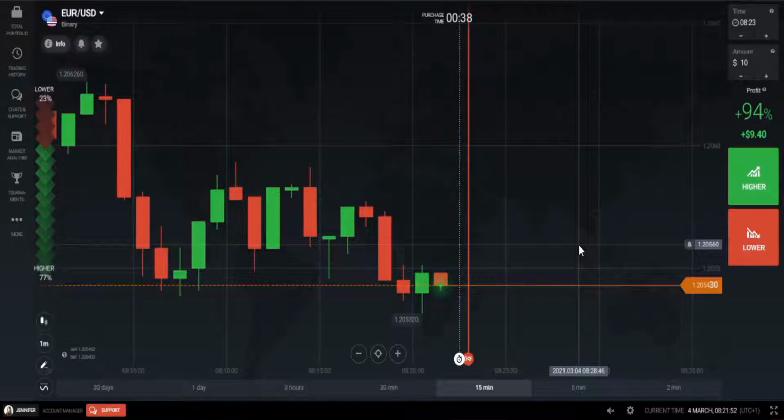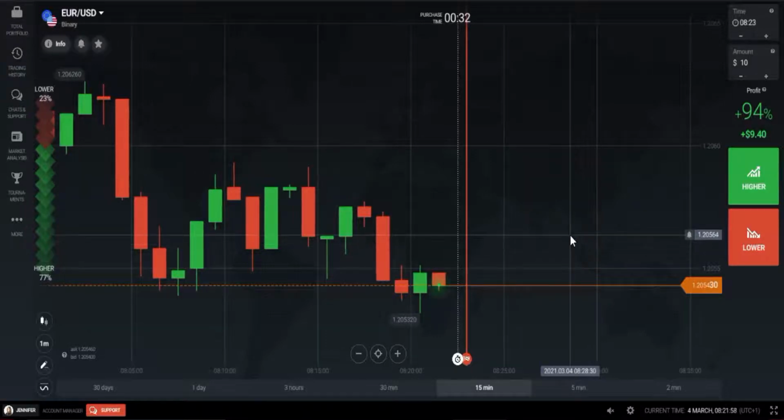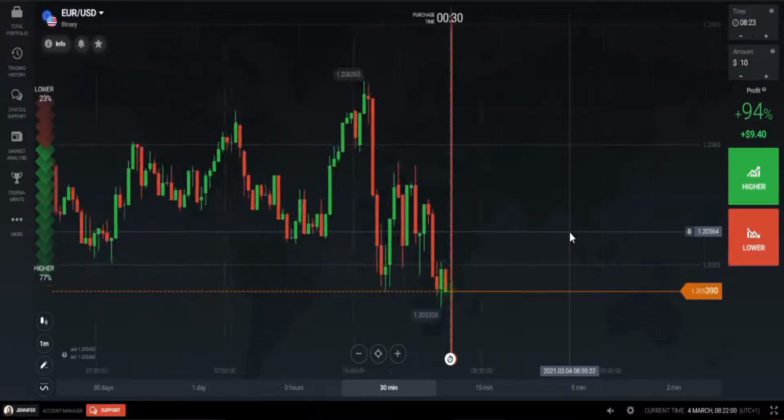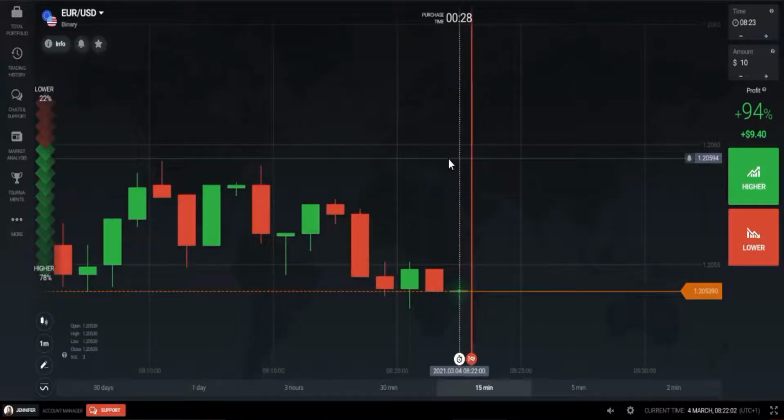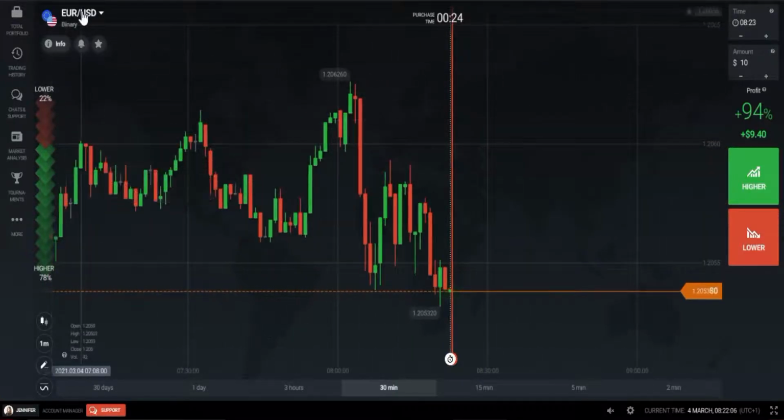So today we'll be doing some trades with explanation using today's market. Today we are for March. So we're gonna do some trades on the Euro USD.